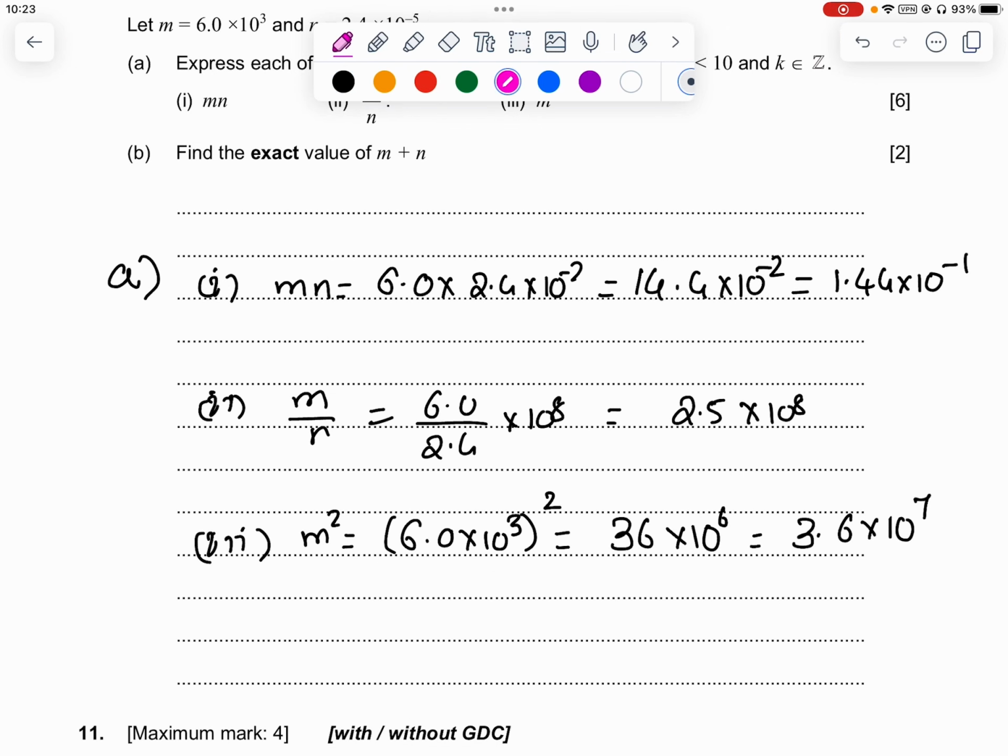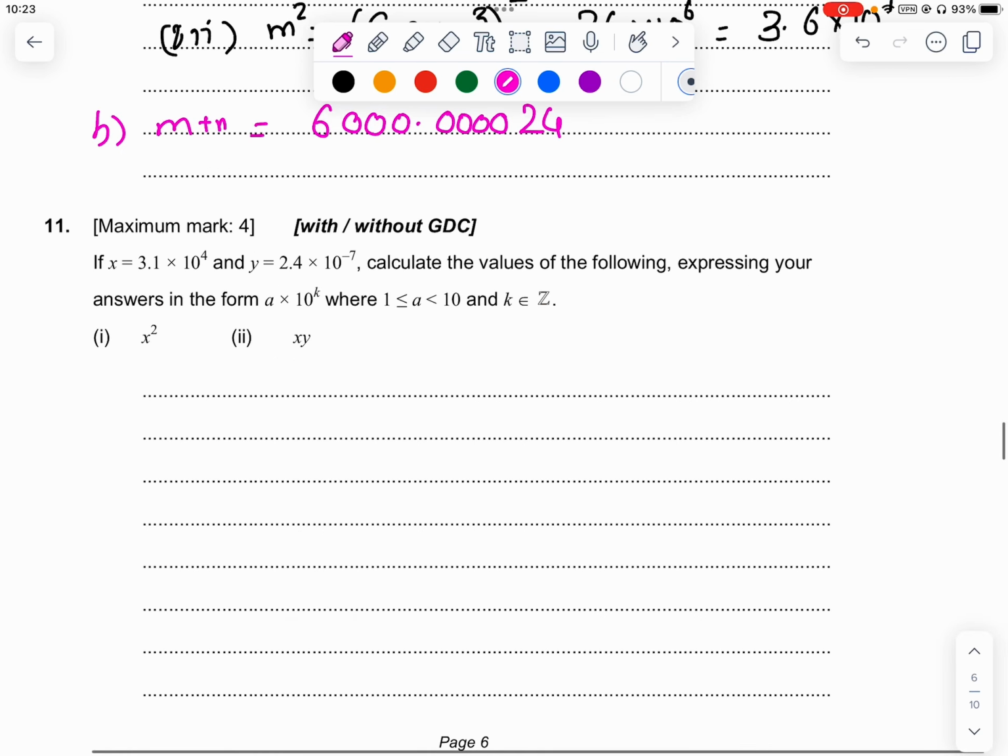Then part B, M plus N. M plus N will be 6000.000024. Question number 11. X and Y are given. Then calculate the values of the following expressions. Give your answers in the form of A times 10 to the power of K, standard form.